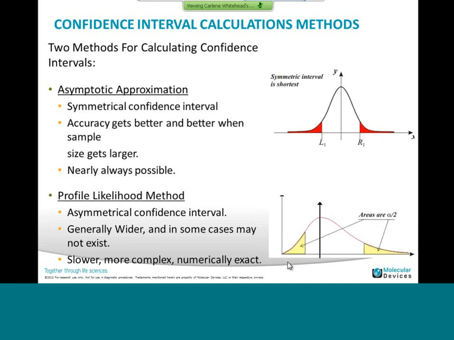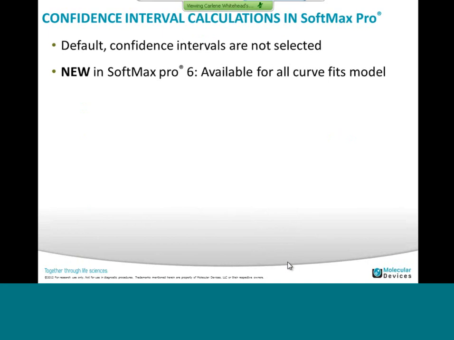are generally wider, and in some cases might not exist, but they are more complex and slower to implement, but they are numerically exact. Which one to choose is generally determined by your statistician, as they know how your data are distributed, because you will need to know that. In SoftMax Pro, by default, the confidence interval is not selected, and in SoftMax Pro 6, it will be available for all the curve fit models.